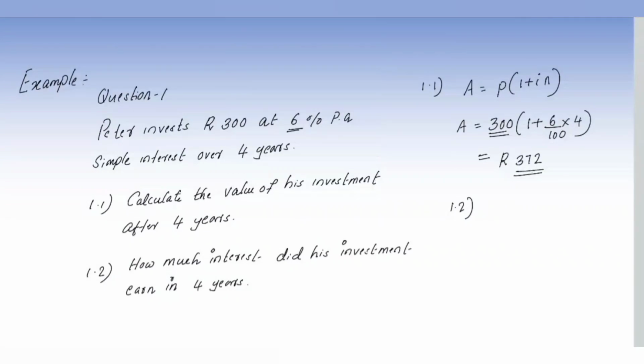Guys, the formula that you learned in grade 9, you can use it, that is I is equal to P R over 100. Or here we have the initial amount and the final amount, so take the difference, that is the answer. So the interest is R372 minus R300. So what is the answer? That is R72. 72 rand is the answer. That is the interest he earned after 4 years.